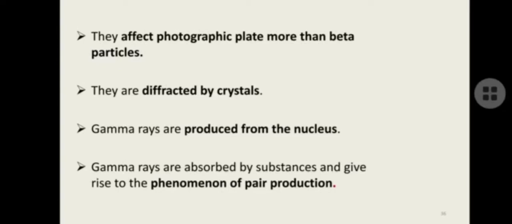X-rays are produced by the transition of an electron in an atom from one energy level to another energy level. That is, it is an atomic property. Whereas gamma rays are produced from the nucleus. That is, it is a nuclear property. Gamma rays are absorbed by substances and give rise to the phenomenon of pair production. When a gamma photon strikes the nucleus of some atom, its energy is converted into an electron and a positron.